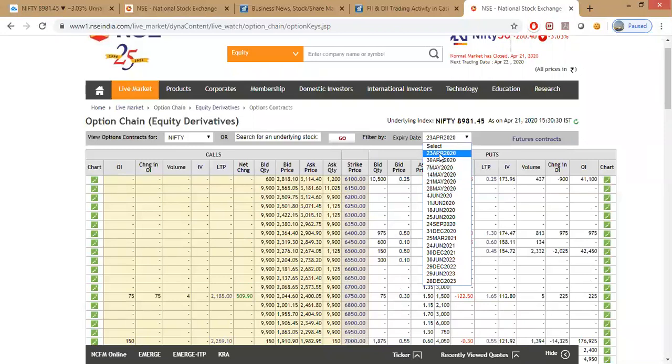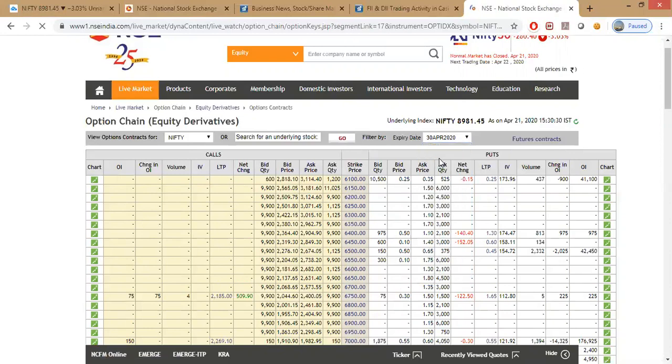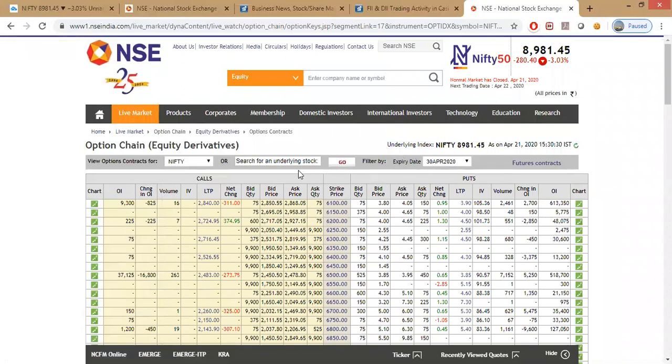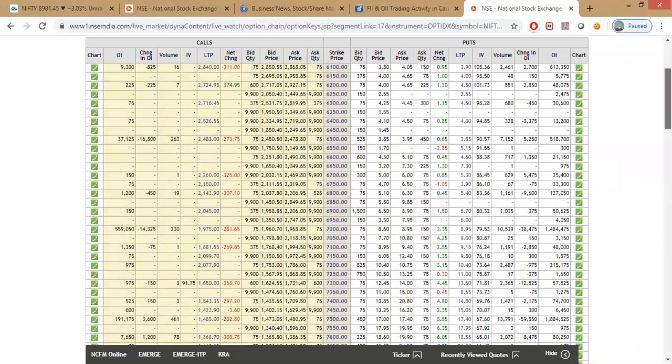So let's open the month-end expiry for 30th April. This is the current index level, 8981, and the timing is given here, so you can refresh it every time and you will see the new data coming in. The layout is as follows.